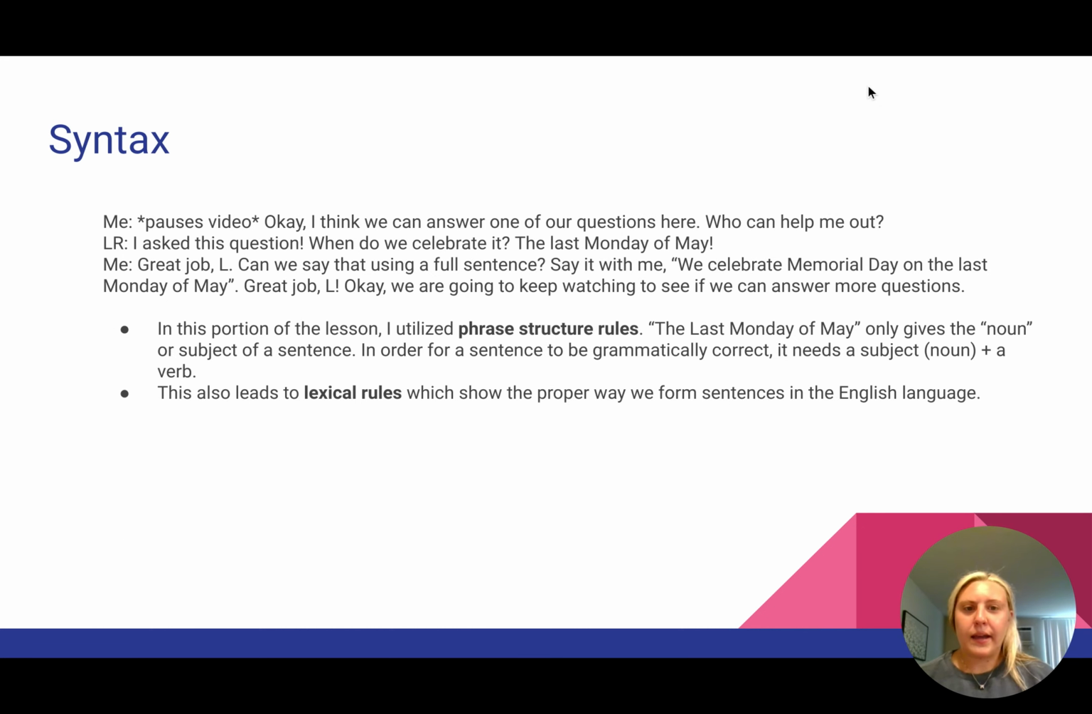For syntax, I always encourage my students to speak in full sentences, and the student answered the question only saying the last of May, which only gives the what or the subject of the sentence. And in order for the sentence to be grammatically correct, it needs the subject and the verb. So I encouraged the student to say, we celebrate Memorial Day on the last Monday of May, to make it a full sentence, and then we repeated it together. This also leads to lexical rules, which show the proper way we form sentences in the English language.